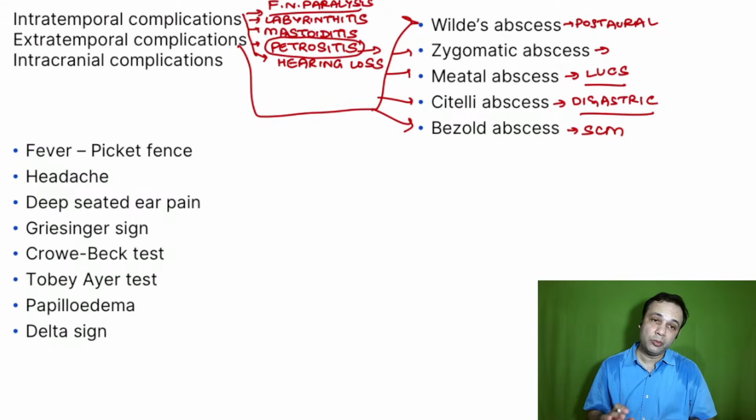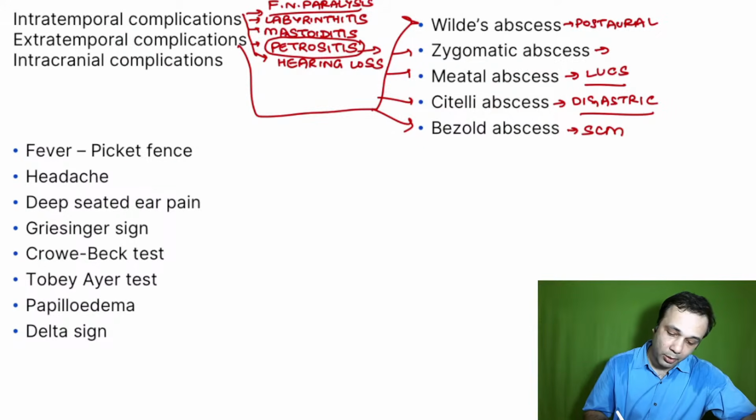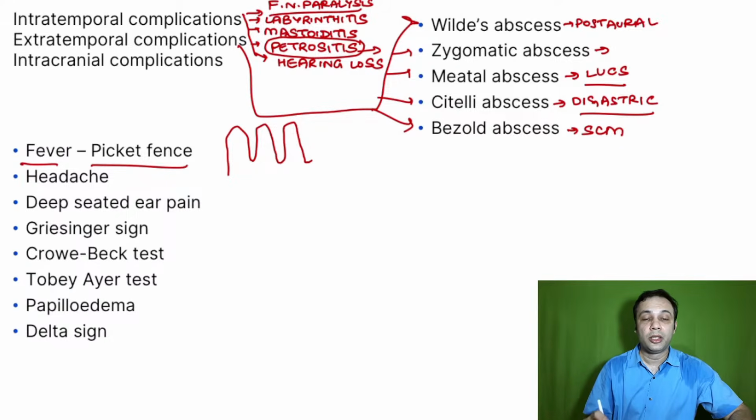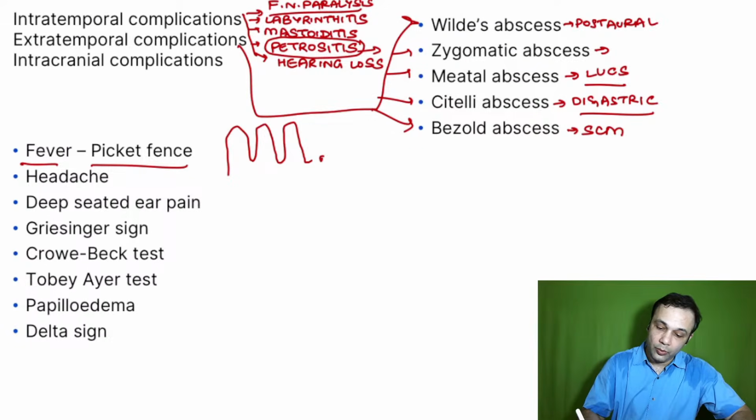So what I have enumerated here is lateral sinus thrombosis, which is one of the very important questions, right? So when you talk about fever in lateral sinus thrombosis, you have a picket fence type of fever, right? It does not reach the baseline. So let me ask you one question here. What is the type of fever you get in meningitis? What is the type of temperature you get in intracerebral abscess?